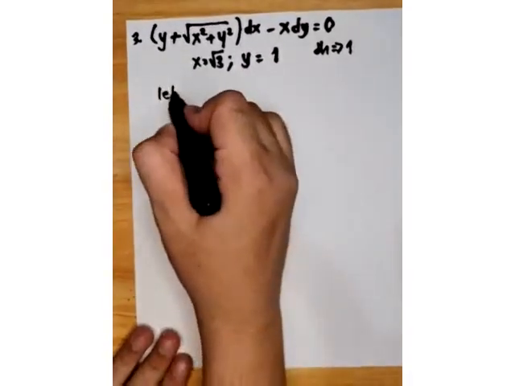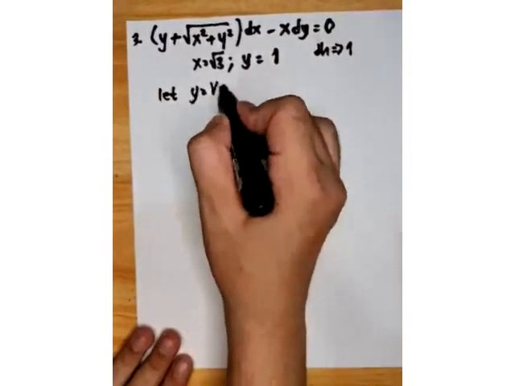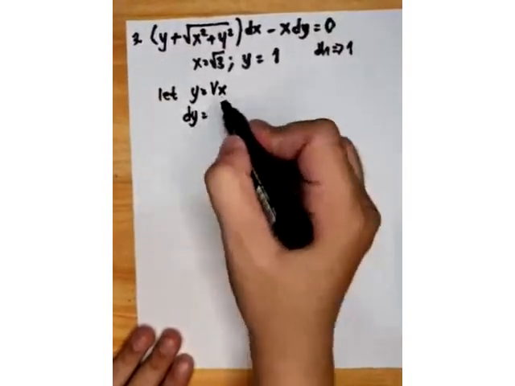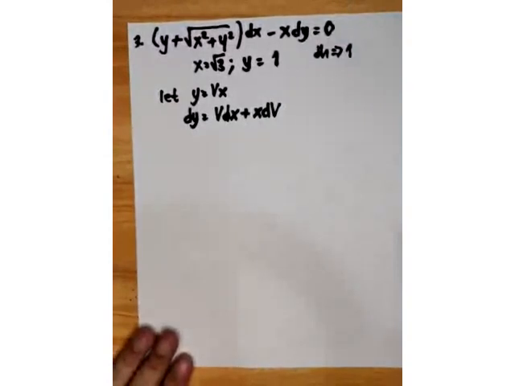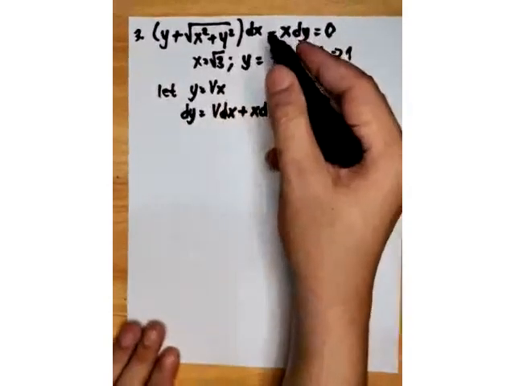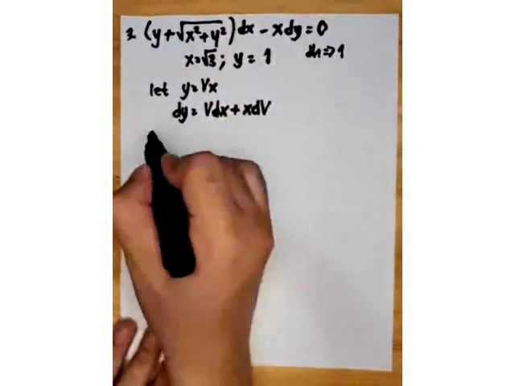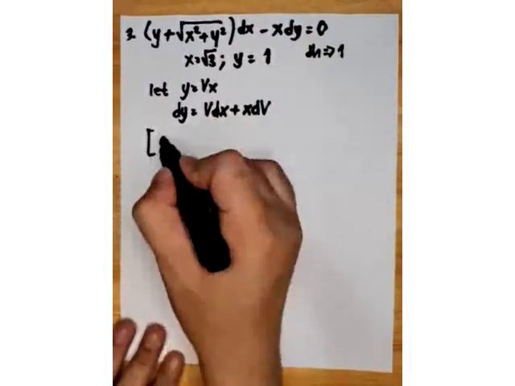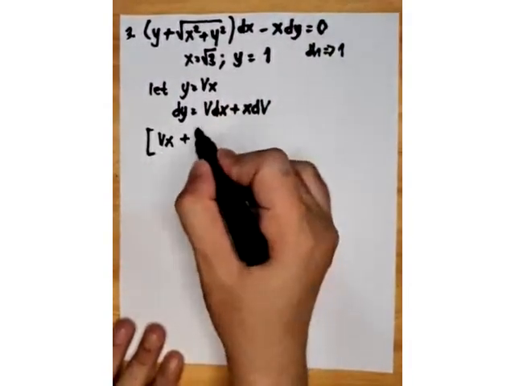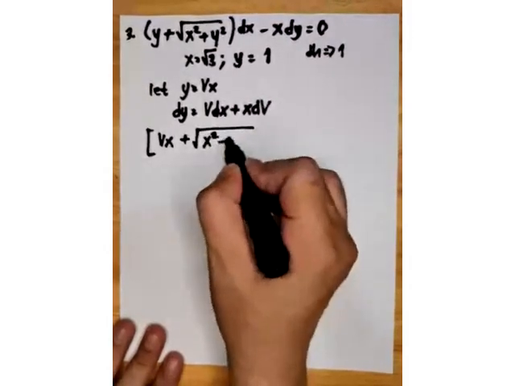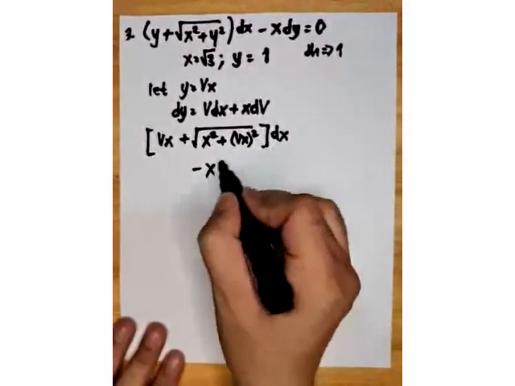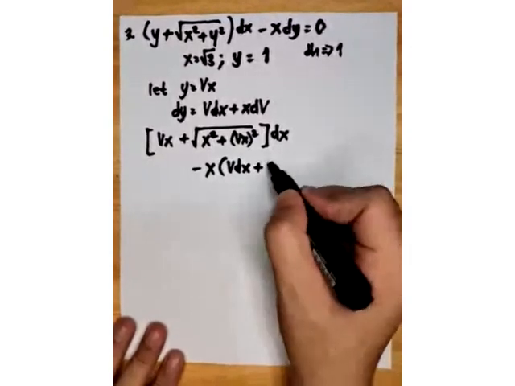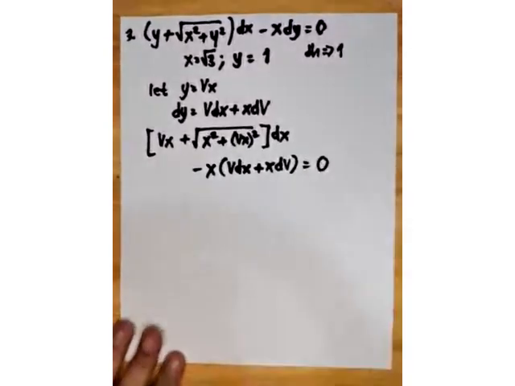So, we let y is equal to vx and then get the derivative. dy is equal to v dx plus x dv. And then we substitute both into our given differential equation. So we'll have the quantity vx plus the square root of x squared plus vx squared dx minus x times v dx plus x dv is equal to 0.